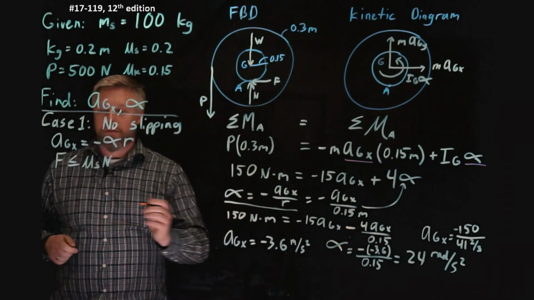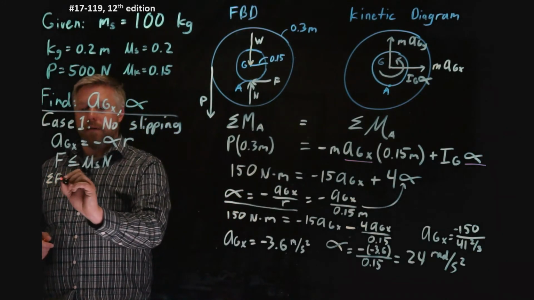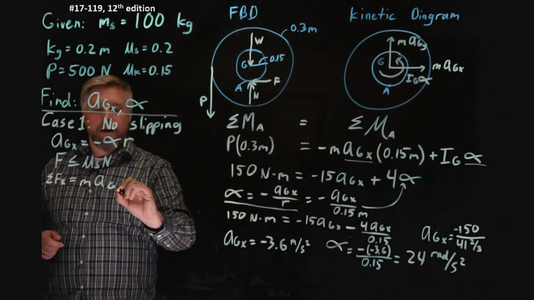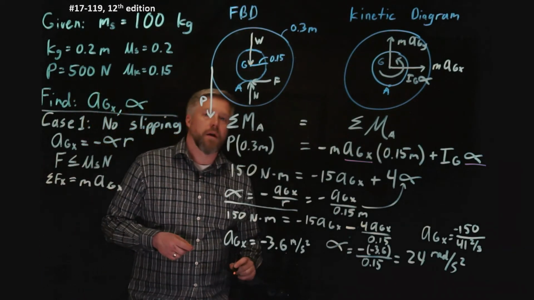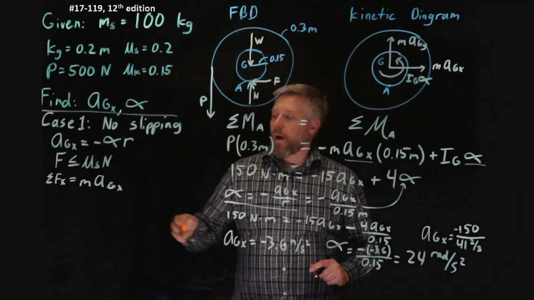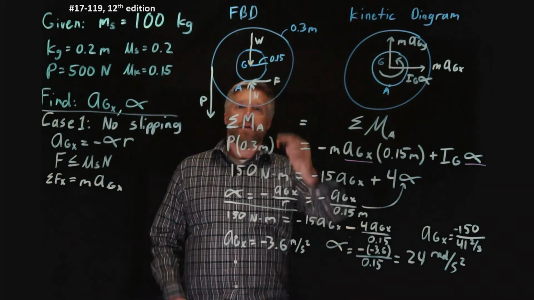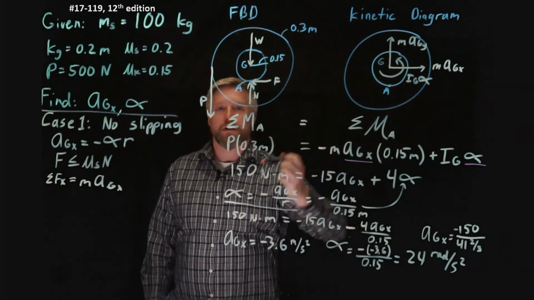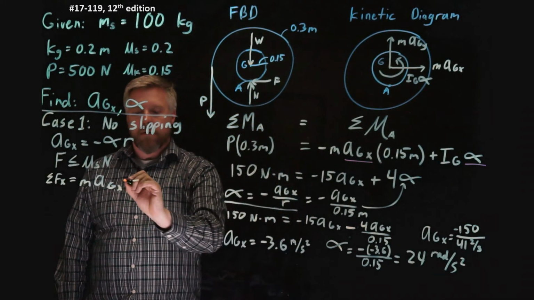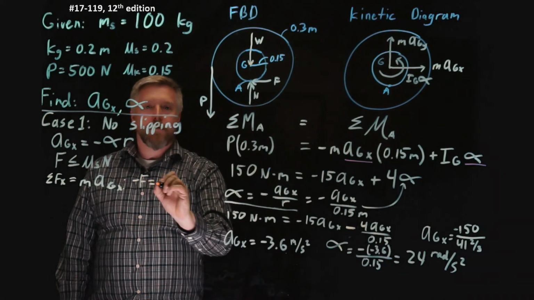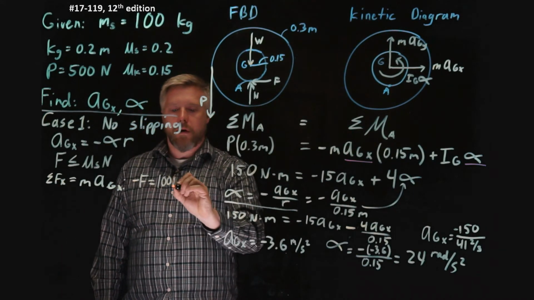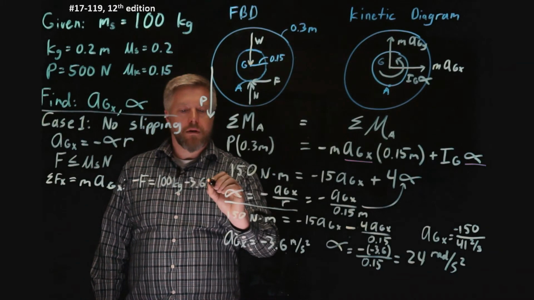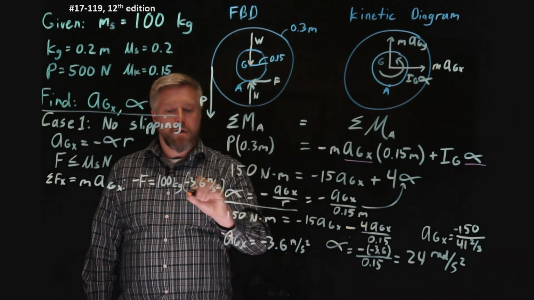We're going to solve for frictional force. We'll just say sum of the forces in the x equals mass times acceleration in the x direction. That's one of our kinetic equations of motion. If we look at our free body diagram, the sum of the forces in the x direction, there's only friction. It's in the negative x direction. So we end up with negative F is equal to our mass, which is 100 kilograms, times our acceleration, which we just solved for, negative 3.6 meters per second squared.